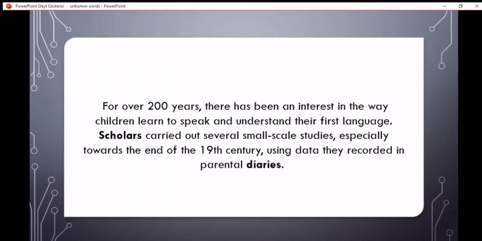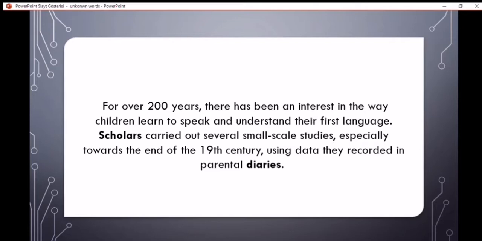Let's see another example, right? For over 200 years, there has been an interest in the way children learn to speak and understand their first language. Scholars carried out several small-scale studies, especially towards the end of the 19th century, using data they recorded in parental diaries. Now let's remember our steps, right? Step 1, find the tone. This one, just like the first one, is an introductory one. So we find the tone because it doesn't have any specific ideas from the writer.